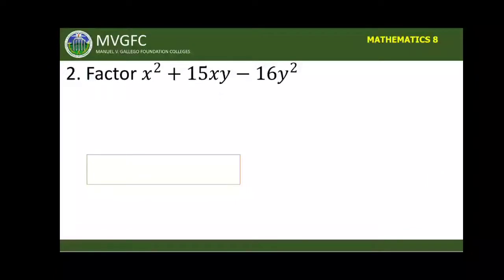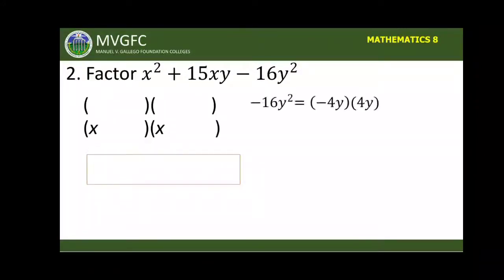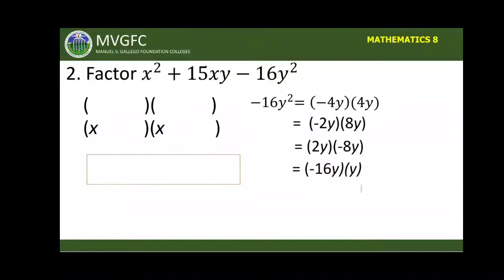So, let's try another example for this, okay? So, we need to factor x squared plus 15xy minus 16y squared. So, once again, think of the variables that when you multiply, the answer is x squared. And that is x and x, okay? So, creating the parentheses, then we have now the first term for both binomials. We have x and x. So, again, sulat natin si negative 16.